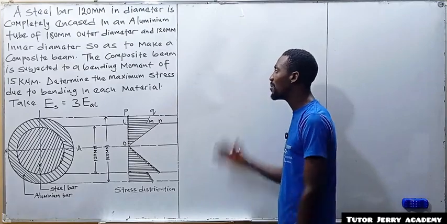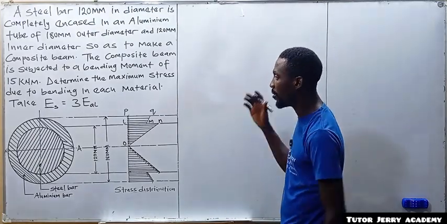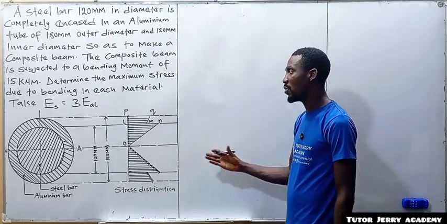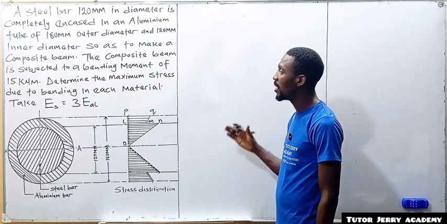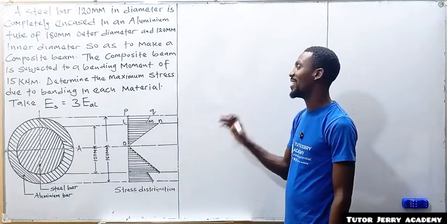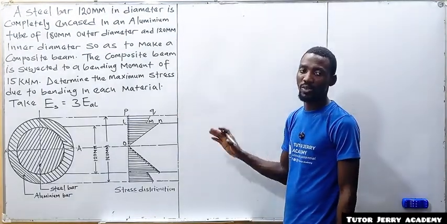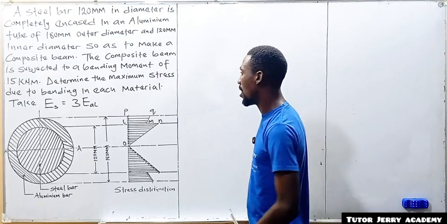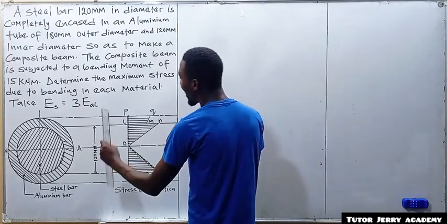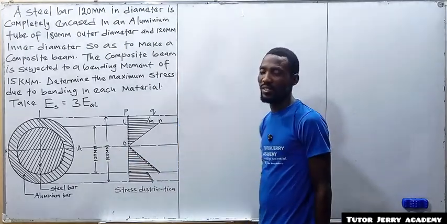So the composite beam is subjected to a bending moment of 15 kilonewton meter. We are asked to determine the maximum stress due to bending in each material. We are asked to take the modulus of the steel to be equal to 3 multiplied by the modulus of the aluminium. So we'll be using the diagram below to analyze the question.